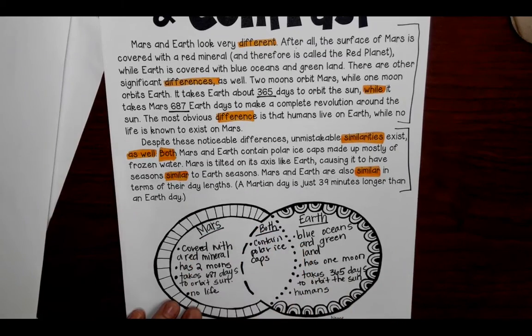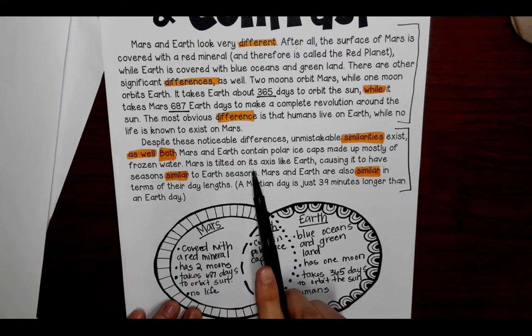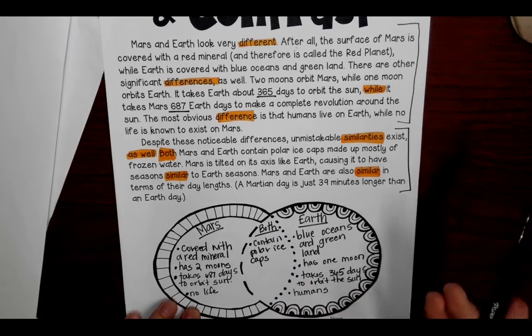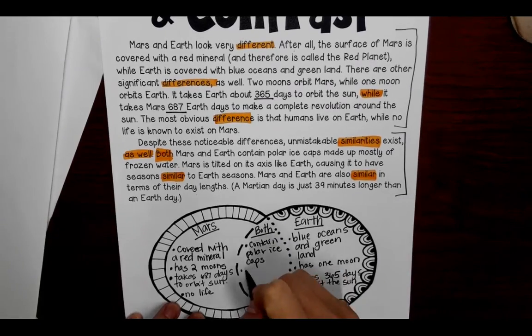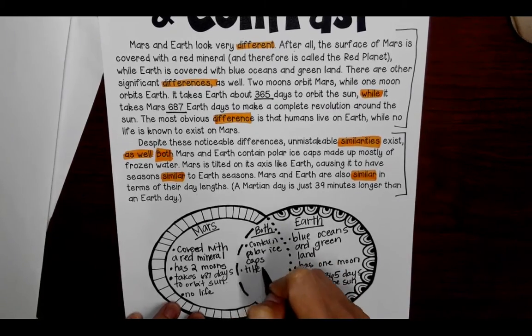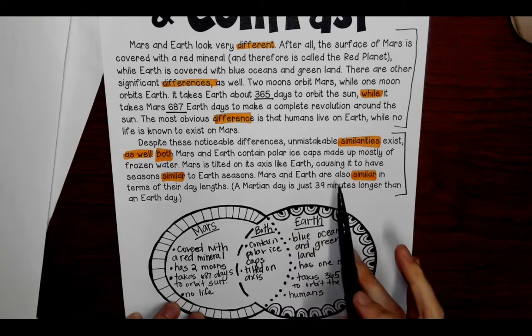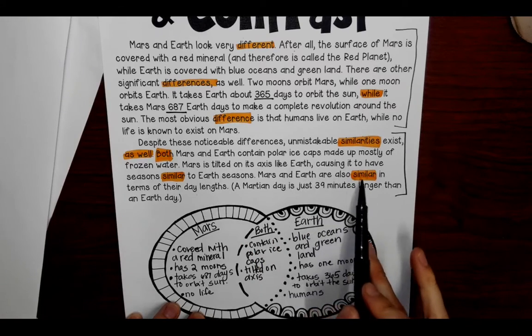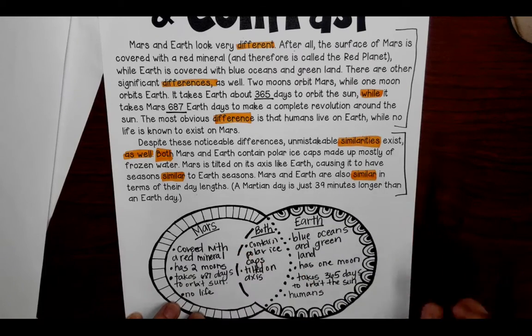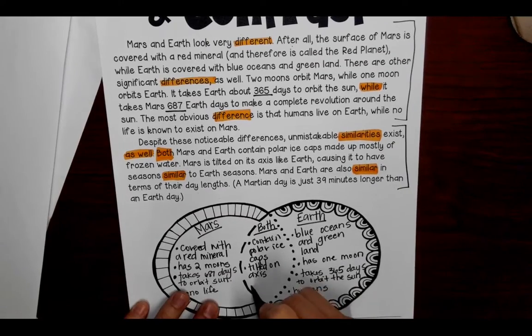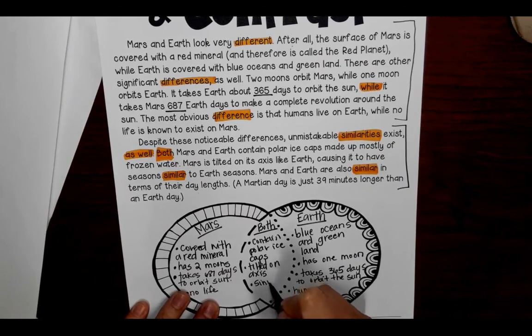And we'll skip down to the next sentence. Mars is tilted on its axis like Earth. So you could write, both are tilted on axis. Mars and Earth are also similar in terms of their day length. So you could write, both have similar day lengths.